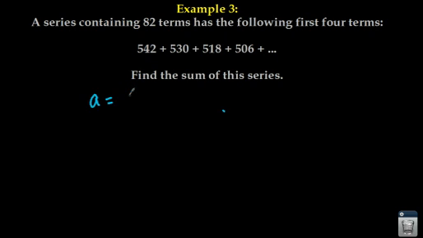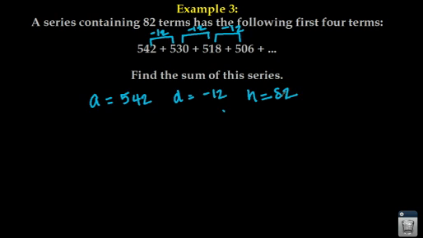So our first term has a value of 542. Now let's look at this and make sure that it's arithmetic. It looks like we're going down by 12 here, we're going down by 12 here, and we're going down by 12 here. Hence, this is a decreasing arithmetic sequence or series. So D is negative 12. Okay, we know that this series contains 82 terms, so N equals 82.